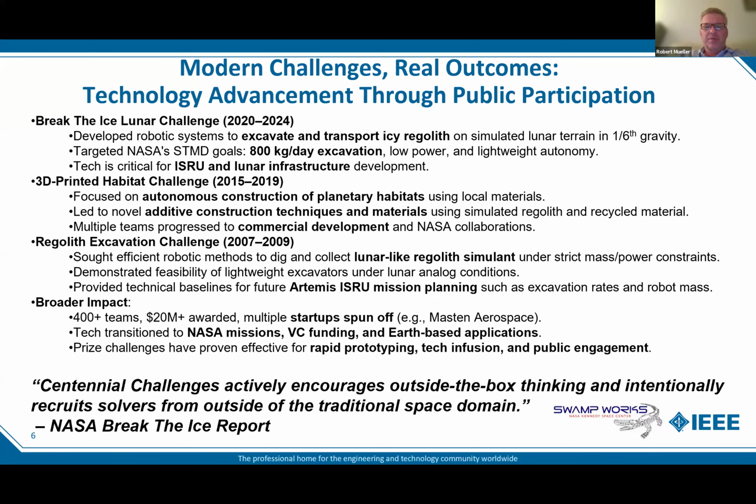And then things have changed. Rapid prototyping is extremely easy these days. Tech infusion, public engagement, the world we live in, information travels very quickly. So we can really do more than we have in the past.